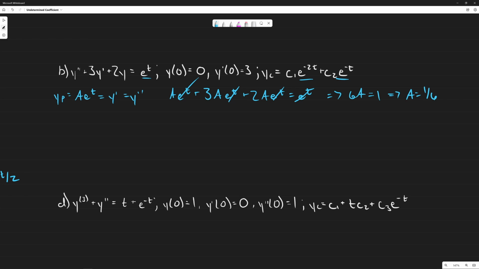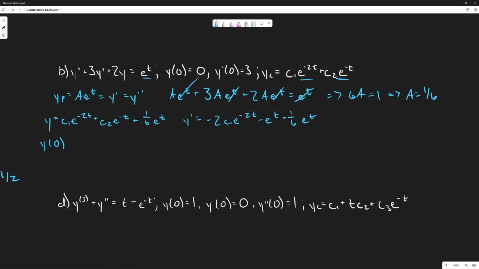So this puts our general solution to be c1 e to the negative 2t plus c2 e to the negative t plus 1/6 e to the t. And so when we take its derivative, it will be negative 2 c1 e to the negative 2t minus c2 e to the negative t plus 1/6 e to the t.